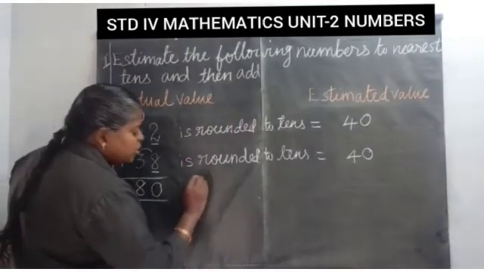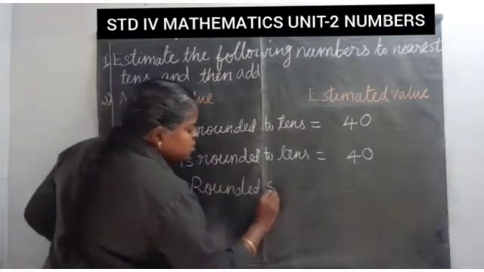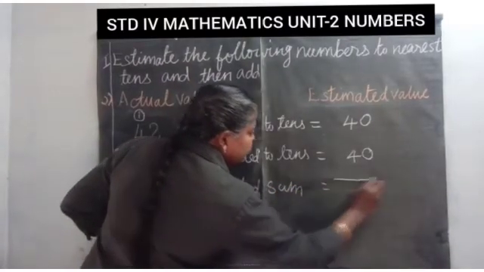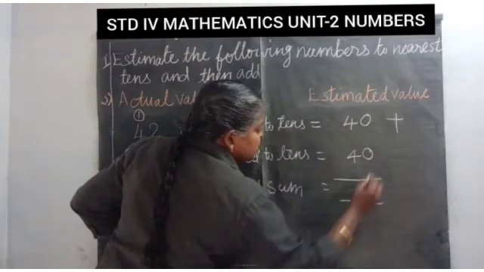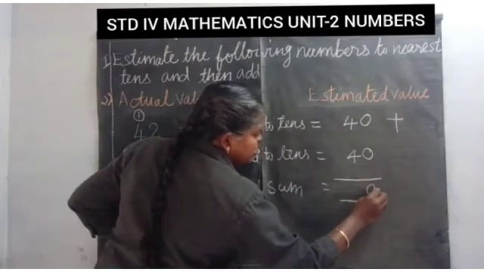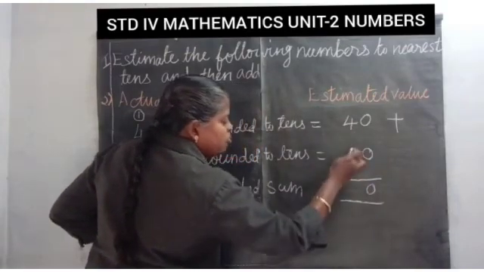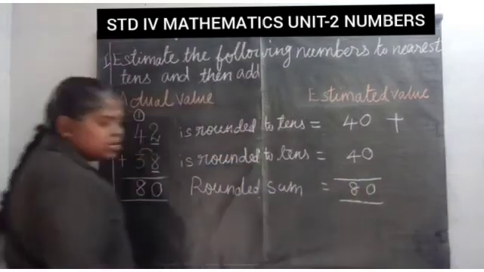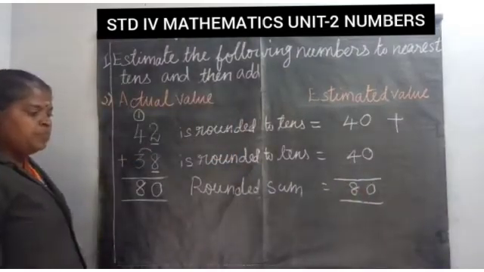Rounded sum equal to 40 plus 40, 80. 0 plus 0, 0. 4 plus 4, 8. So the rounded sum is 80.